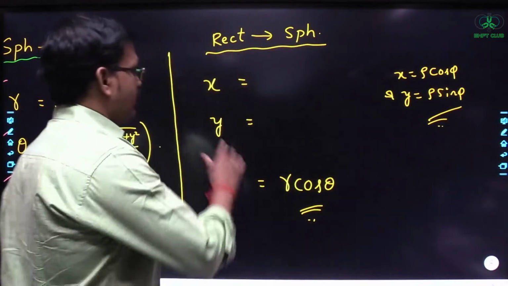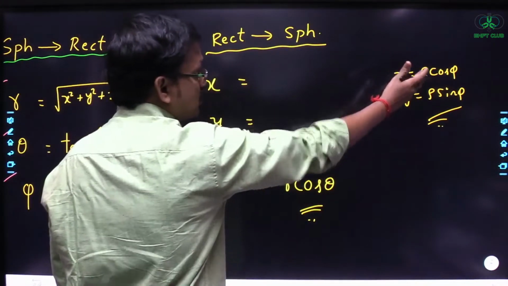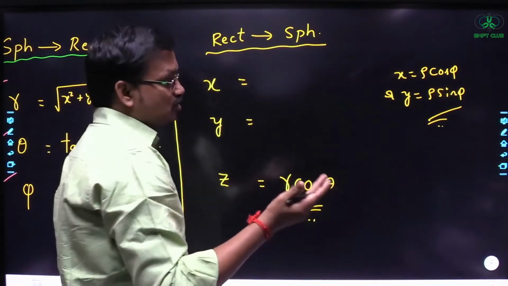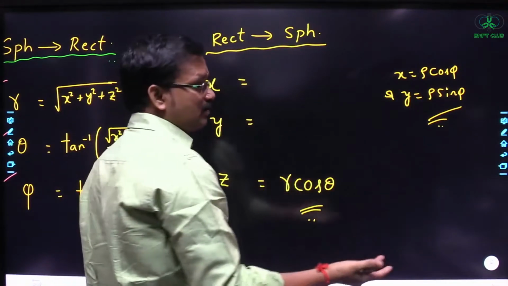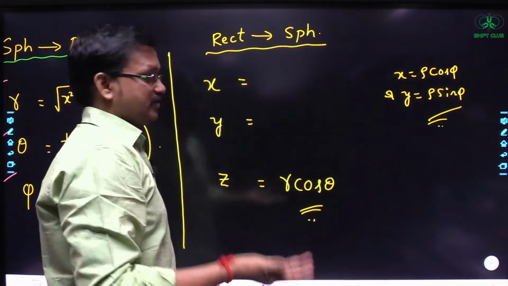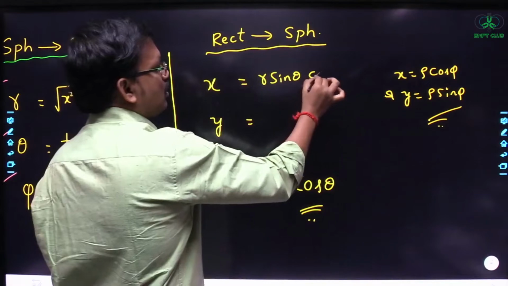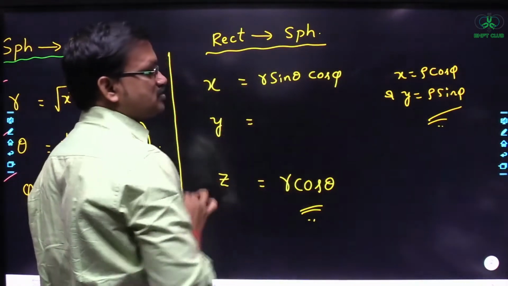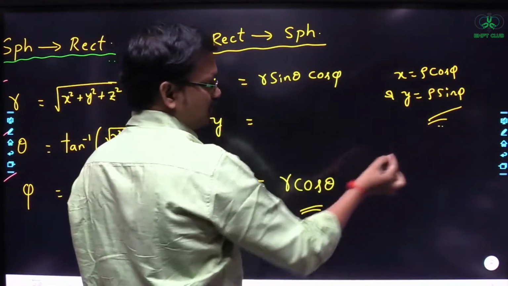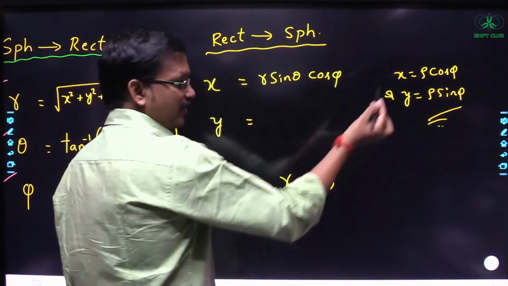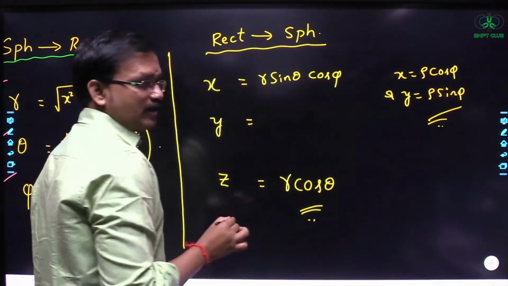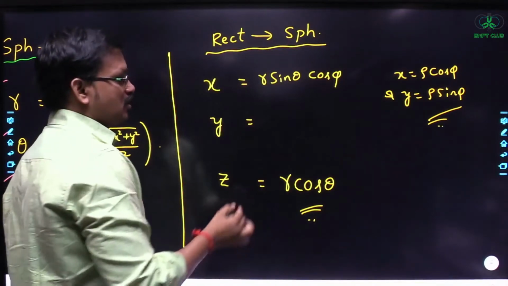So x is equal to rho cos phi in cylindrical. To represent it in spherical, just replace rho with r sin theta, so you get x equal to r sin theta cos phi. Next, y is equal to rho sin phi. In the spherical coordinate system, phi remains the same, whereas rho you replace with r sin theta. So what do you get?